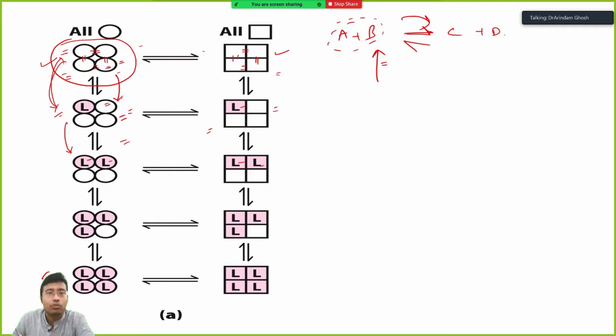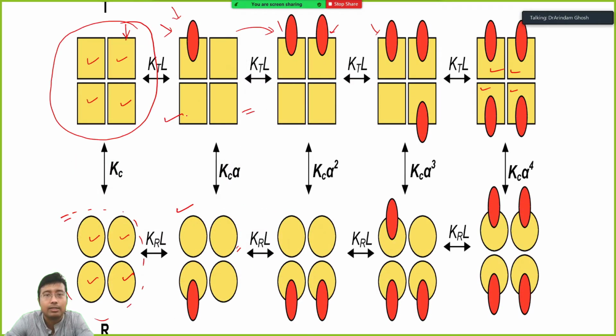What MWC postulated is there is no single change. Either all will be square, that is the taut form, or all will be circle, the relaxed form, and ligand can bind simultaneously to both the forms, and they are also in equilibrium. So if there is more relaxed form, it will also lead to formation of more taut form, and if there is more taut form, it will also lead to formation of more relaxed form. So everything is balanced. This is their model. So the MWC model is this.